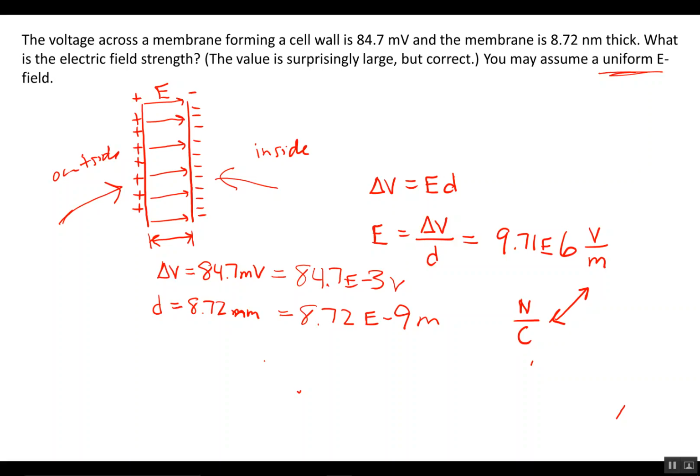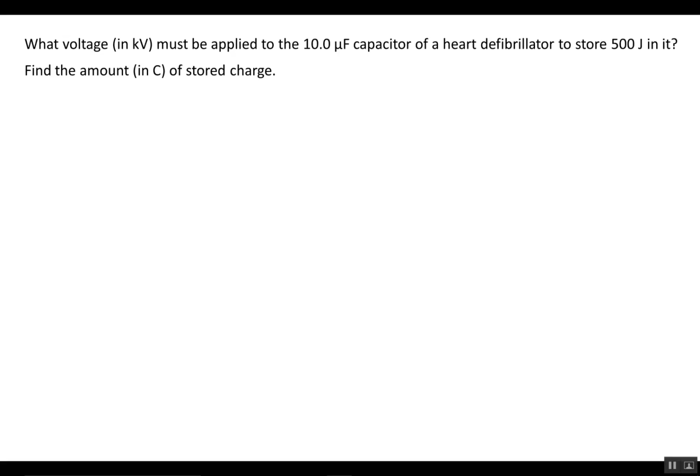And it is, in fact, surprisingly large, but it is correct. That's the strength of the electric field across the plasma membrane of your cells, because the numbers in this example are fairly realistic for actual cells.